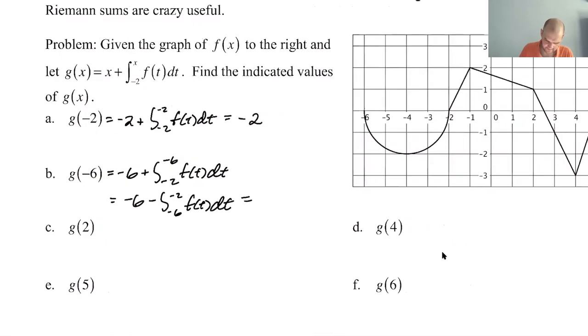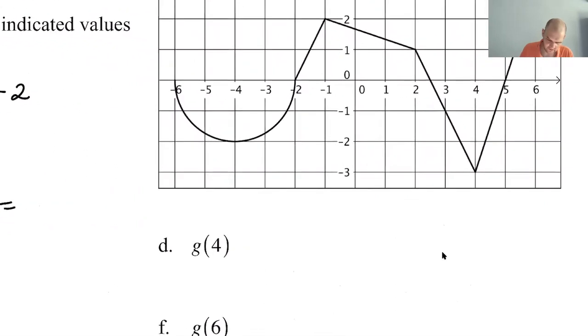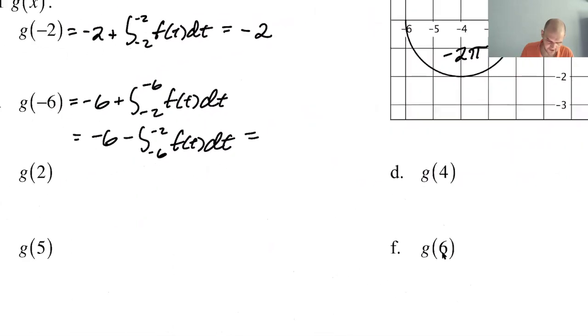And then negative 6 to negative 2. Let's do some geometry. Circle, radius of 2, so that would be 4 pi, but half of it. So 2 pi, but negative 2 pi. So negative 6 minus negative 2 pi is negative 6 plus 2 pi. I hate cramming that negative sign in there. I did it, but poor form.